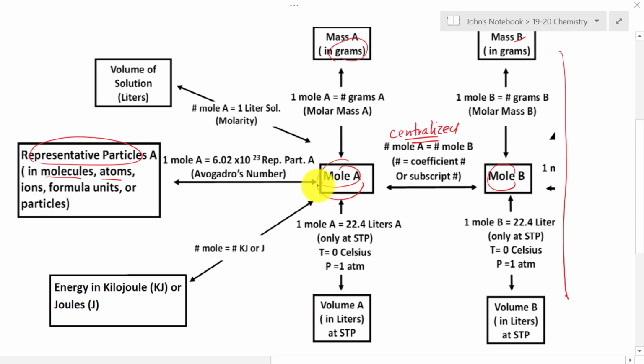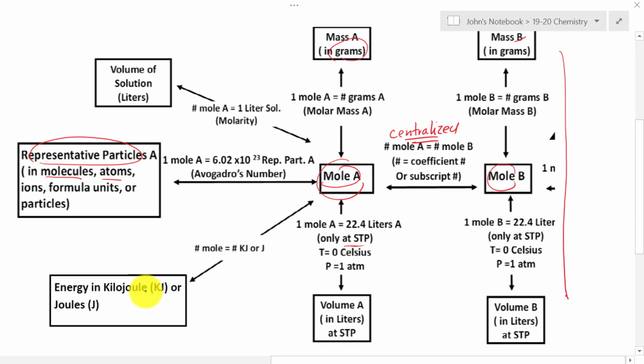Basically, if you convert from one unit to the unit mole, you are now able to convert to any unit of your choice based on a given condition. For example, if I have atoms of anything, I convert to mole. Now I can convert to volume of gas at STP, or I convert to grams, or I convert to volume of a solution, or I convert to energy.